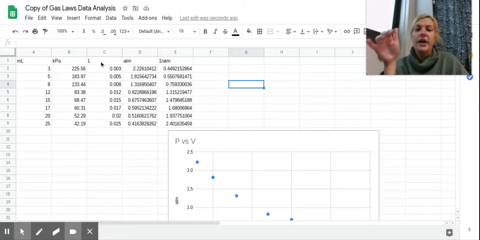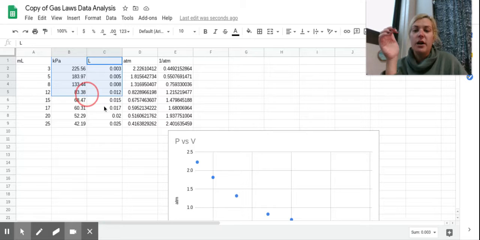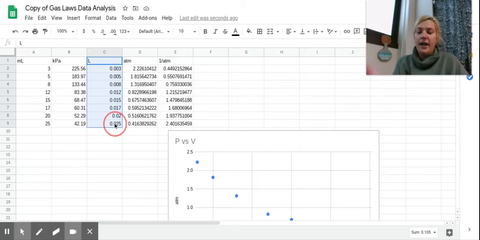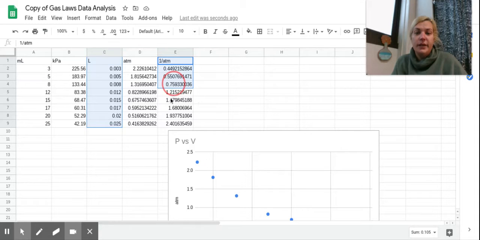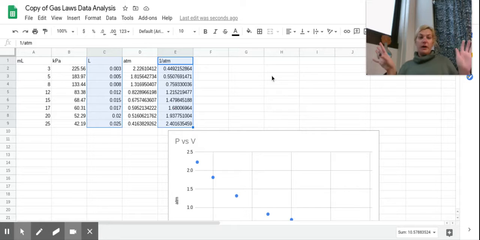So what you're going to do is take the liters column and pull it down, keep it clicked, and hold the control button and let go of your mouse, okay? Then you're going to come over here and pull it down and let go. And now both of them are highlighted.